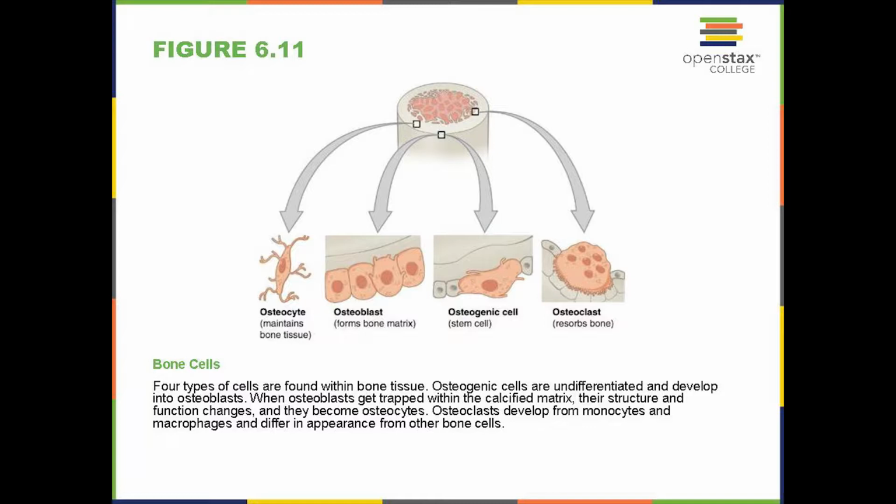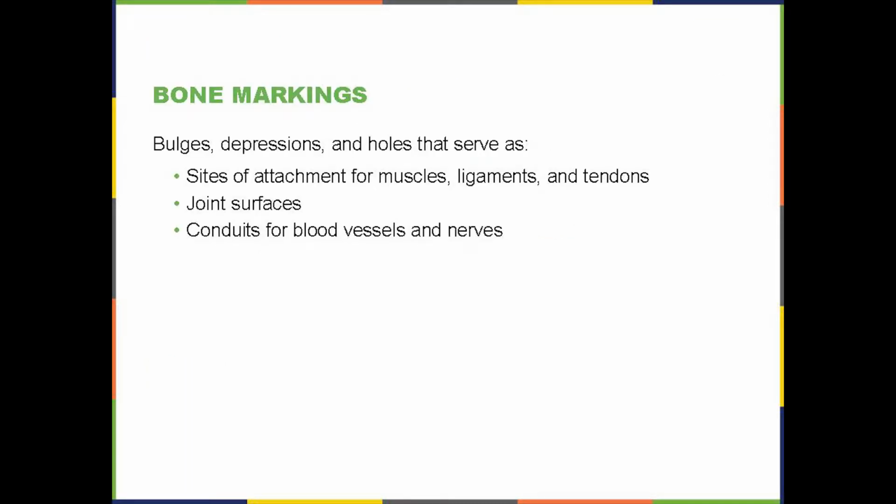Then on bones, we'll cover most of this in lab the next 2 weeks. There's a bunch of bulges and depressions, and these are sites for tendons and ligaments to attach to. They may be the site of an articulation, a junction between two bones. We'll have some places for blood vessels and nerves to run through the bone, because even though we see bones hanging out for Halloween, bone is a living tissue and it does have a very good vascular supply.